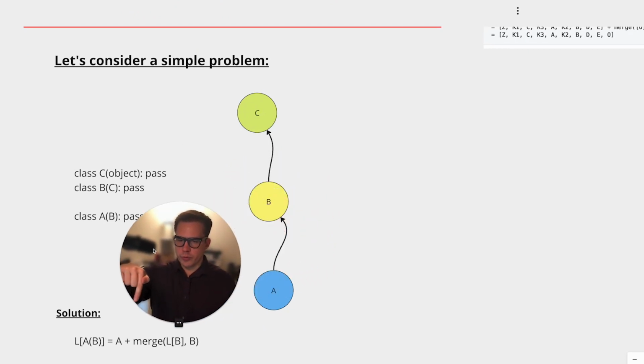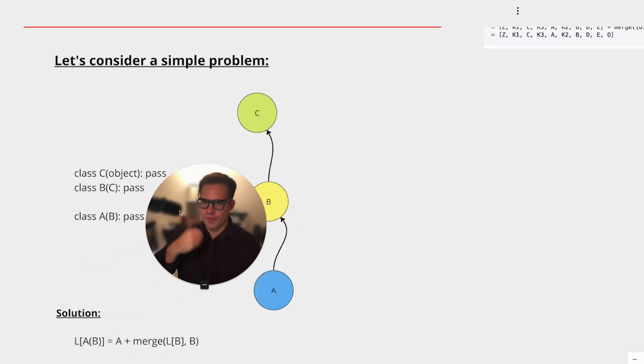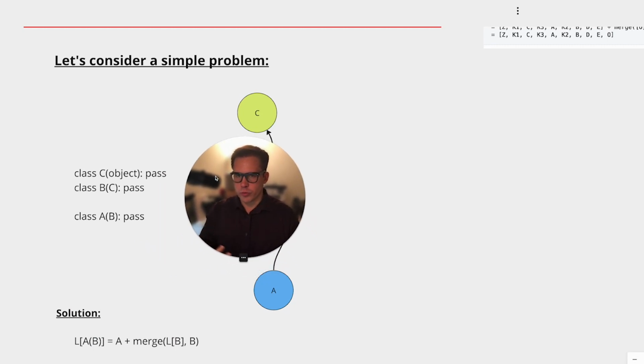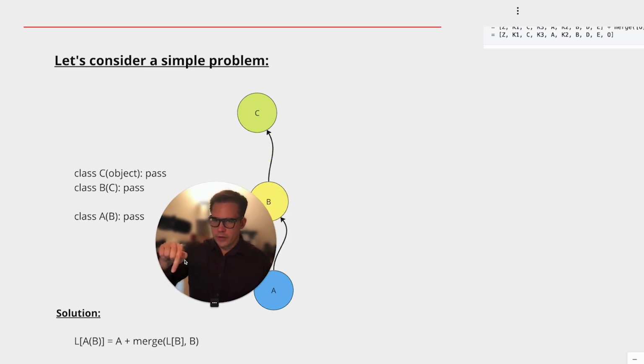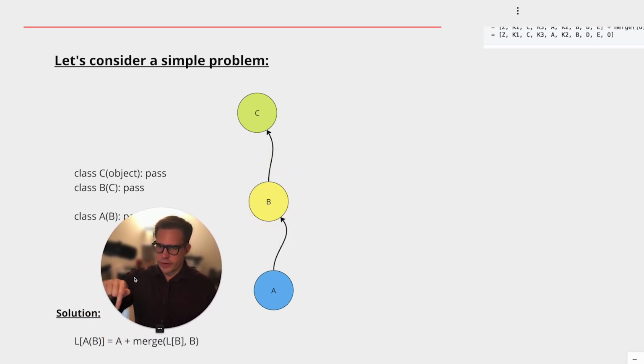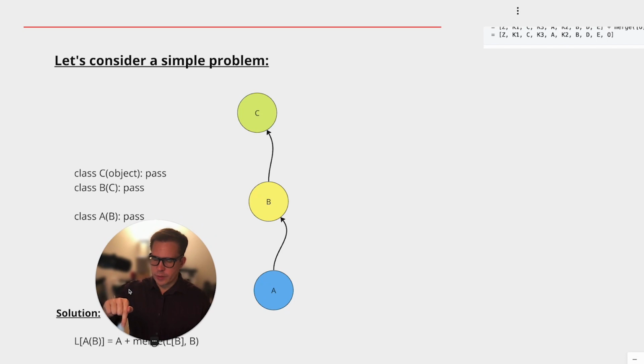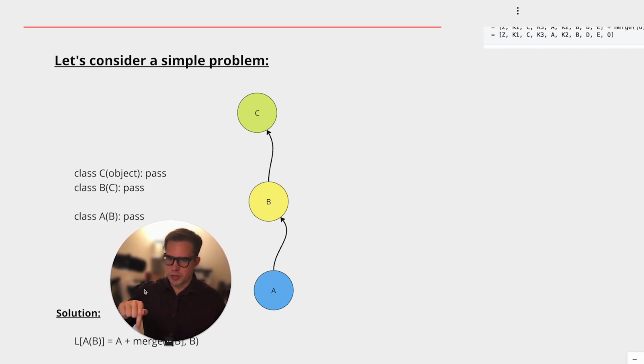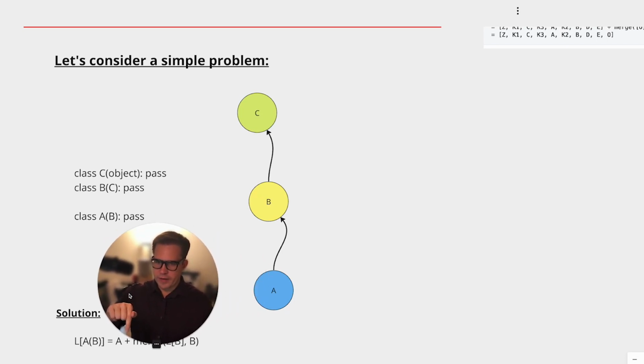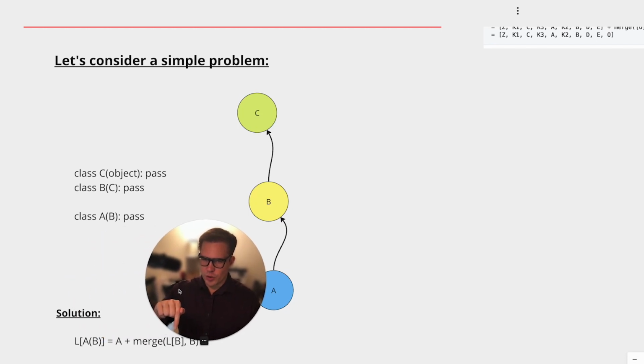So what we want to do is solve for the linearization of A. We want to figure out what's the storage layout in Solidity, or what would be the function that gets called if we call super dot whatever. Okay. So the linearization of A, according to the algorithm, we extract A immediately. That becomes the first class that's called. That makes sense. Plus merge, and then we have to put whatever it depends on recursively as linearization.